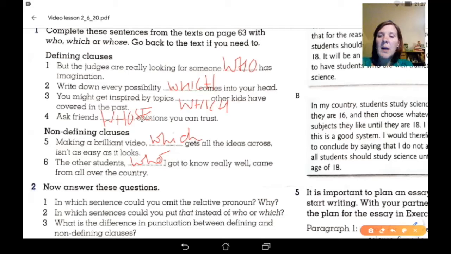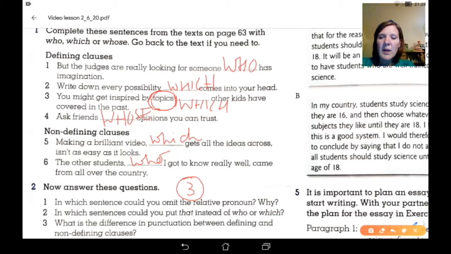Okay. Looking at the questions then in exercise 2, in which sentence could you omit the relative pronoun? Okay, now what you should have answered here was in sentence 3, and the reason why, if you remember what we saw previously, is because the word topics here is the object of the clause. So the reason here, yeah, this was number 3.